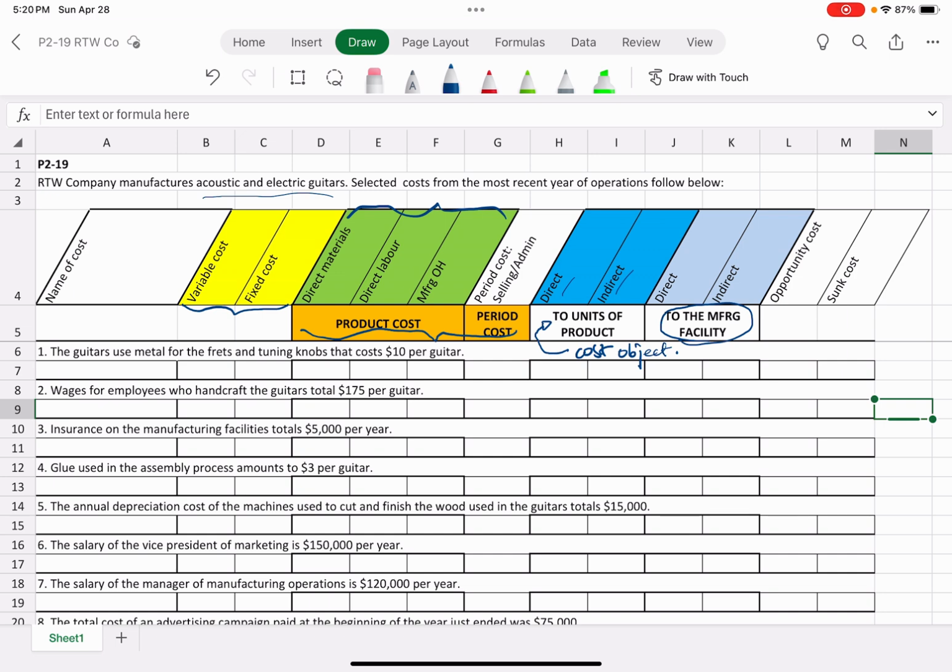And then there are these two other types of cost, an opportunity cost and a sunk cost, and we'll see those when they come up.